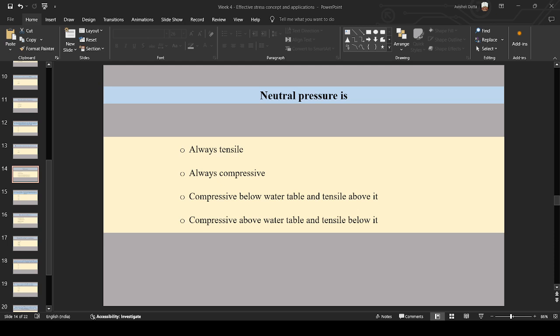I repeat the question. Neutral pressure is always tensile, always compressive, compressive below water table and tensile above it, compressive above water table and tensile below it. Here you have to definitely consider the capillary reaction before answering this question. Okay, so next question. I hope it was clear. Take the next question.